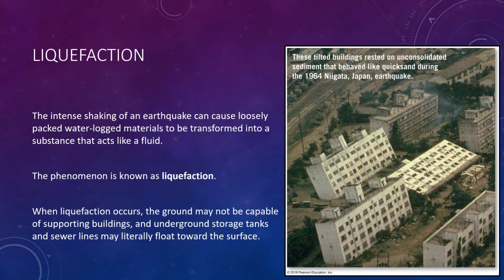The intense shaking of an earthquake can cause loosely packed waterlogged materials, such as sandy stream deposits or fill, to be transformed into a substance that acts like a fluid. The phenomenon of transforming a somewhat stable soil into mobile material capable of rising toward Earth's surface is what's known as liquefaction. When liquefaction occurs, the ground may not be capable of supporting buildings, and underground storage tanks and sewer lines may literally float to the surface.